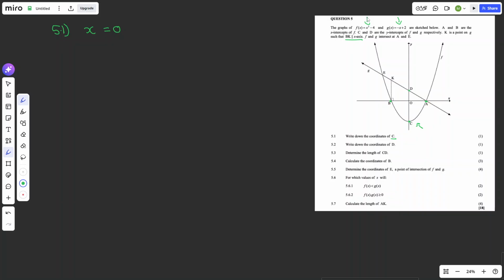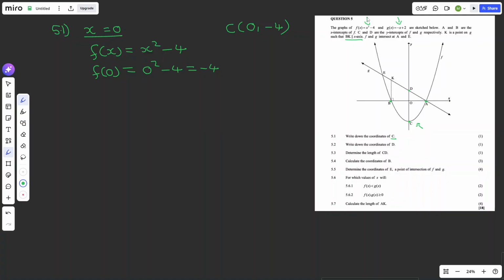Okay. So now, since we know what the x coordinate is, we can simply substitute this value into our function. Our function is x squared minus 4. So we can substitute 0 in x's place, and we get minus 4. So the coordinates of C would be 0 and minus 4. And we can clearly see that point C is below the x-axis. So that is 5.1.